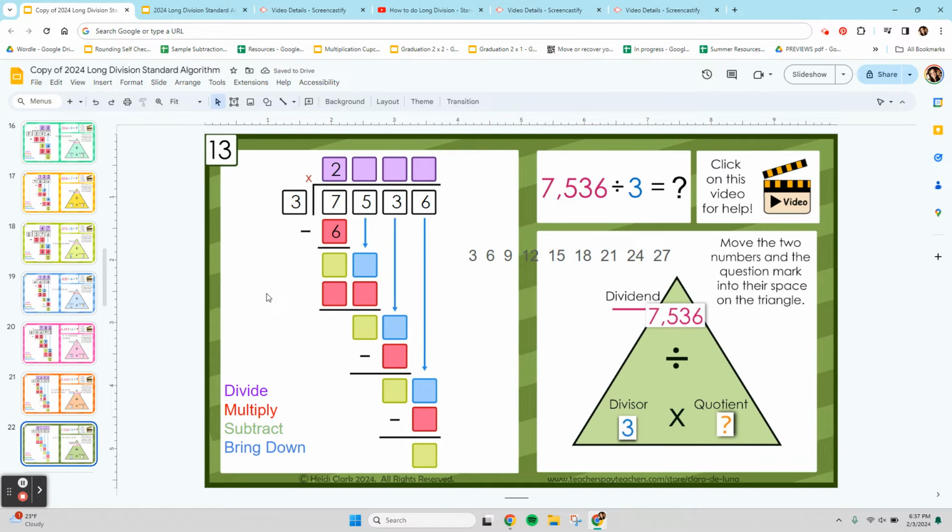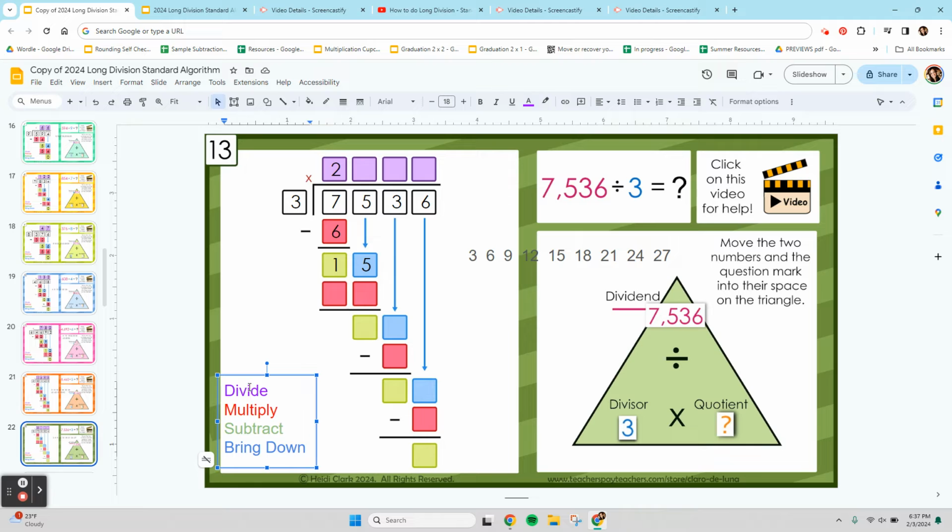All right, our next step is to subtract. 7 minus 6 is 1. Think to yourself, what are we going to do next? Bring down that 5. All right, our next step is to divide again. Think, what are you dividing? We're dividing 15 divided by 3.